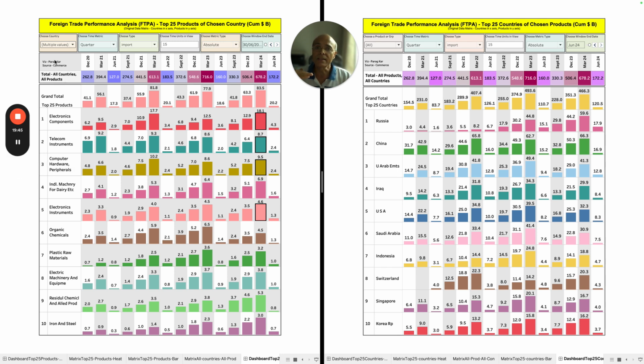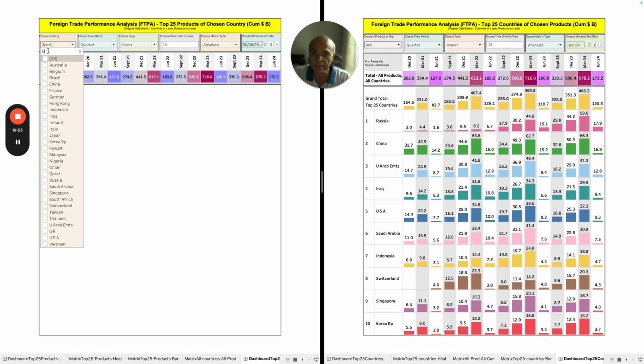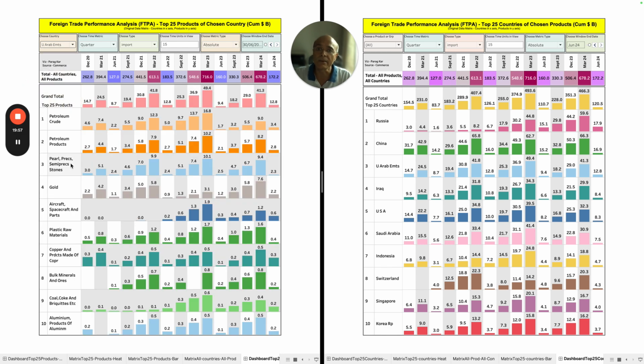Okay, so now let's look at the other country, United Arab Emirates, right? So I'll just take this out, and I will basically use United Arab Emirates. If I choose United Arab Emirates, our import is again crude, petroleum products, gold. The major is petroleum, and then petroleum products, then pearls, gold, and some other items. So I think we are done as far as the imports are concerned.